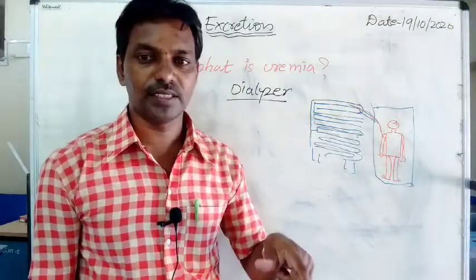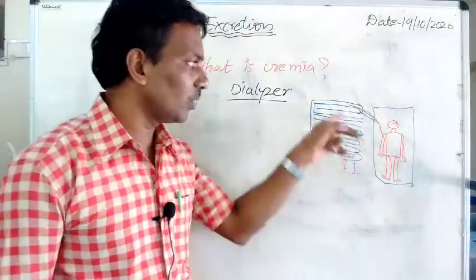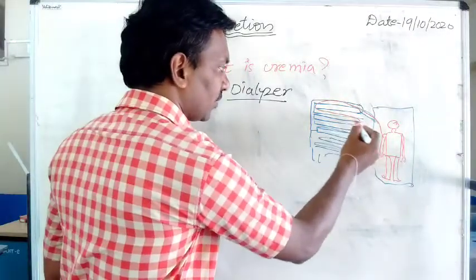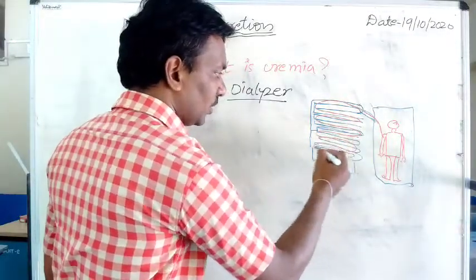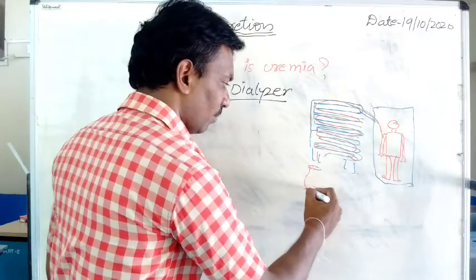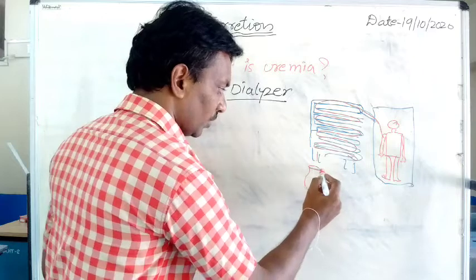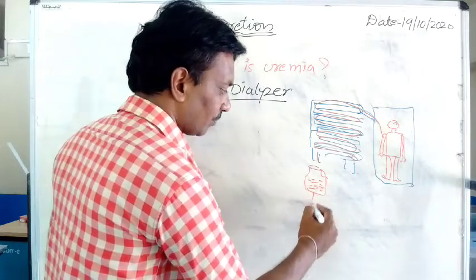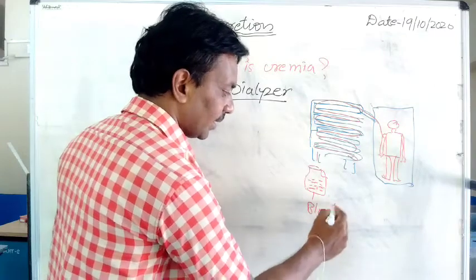What is the reason? It pumps blood into the dialyzer machine. Here the blood moves in these channels. Then finally the purified blood is collected in a bag.